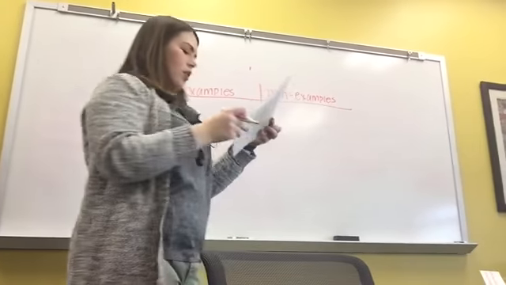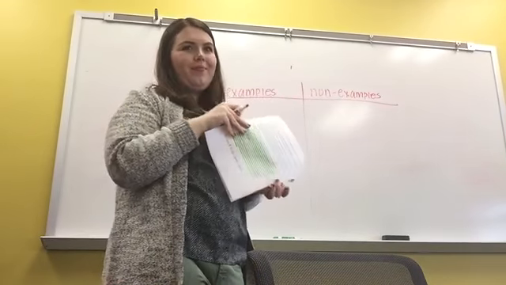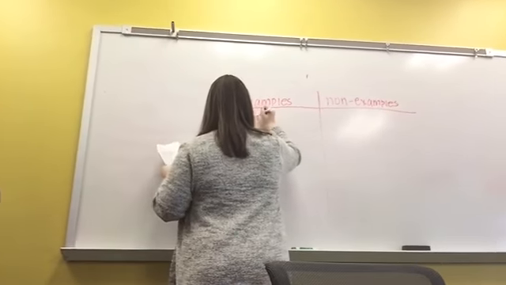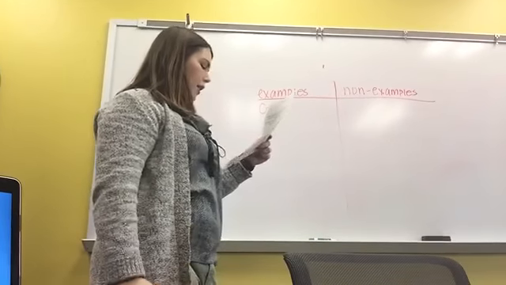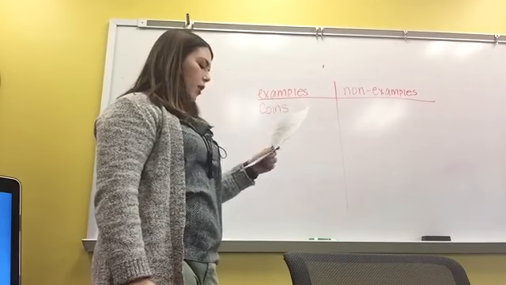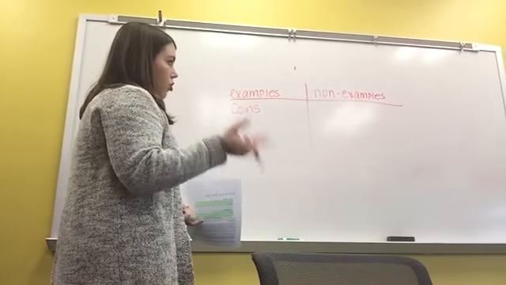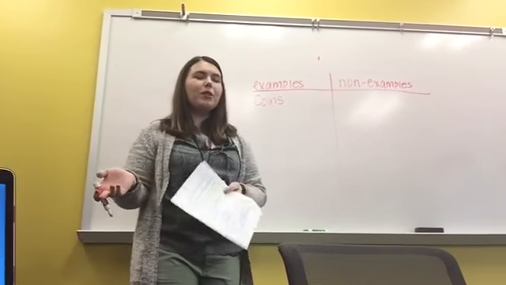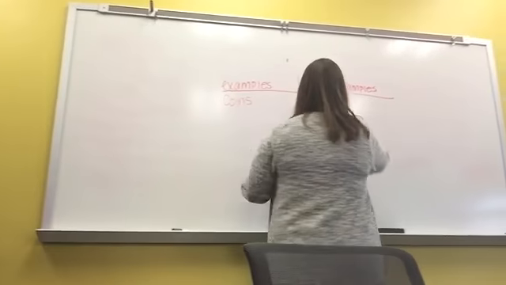Okay, so coins, is that an example or a non-example? Yes. So coins are an example of money because they can be used and they have a particular value that you can substitute for different things that also have value, so you can exchange them. What about chocolate coins? Is that an example or a non-example? Non-example. Good job.